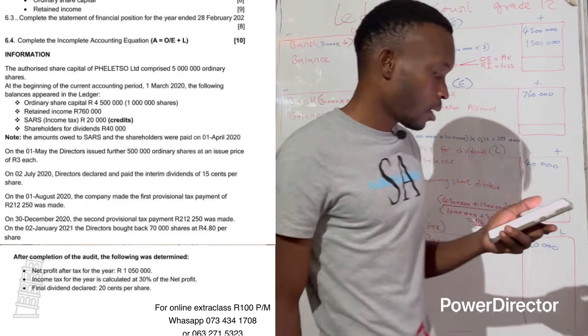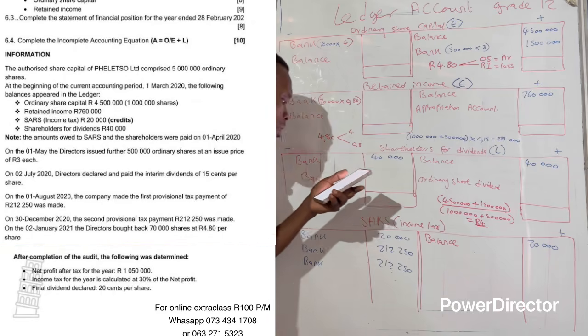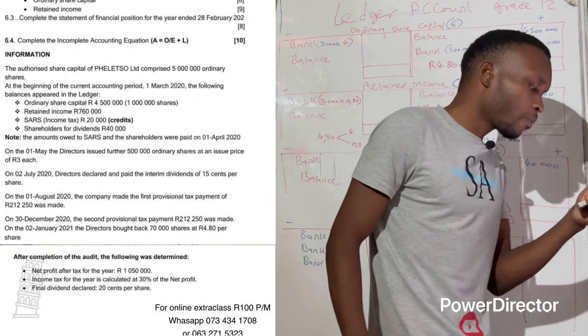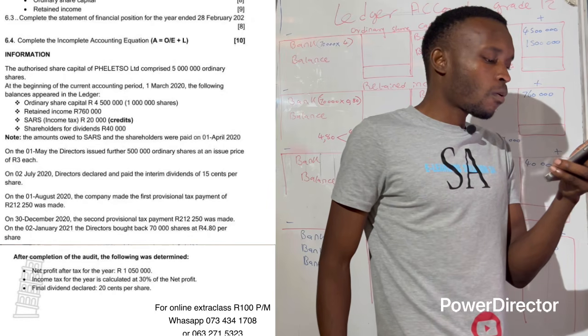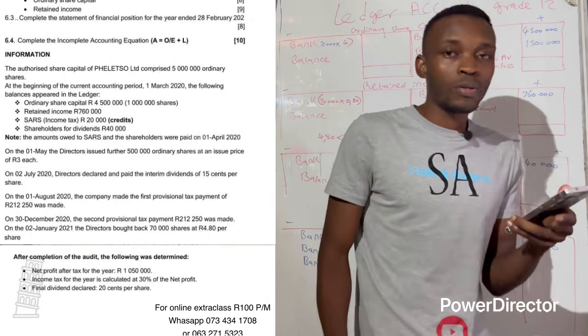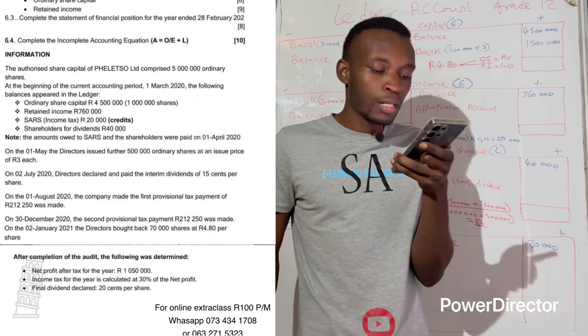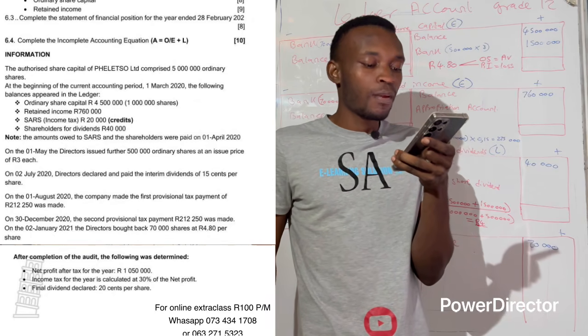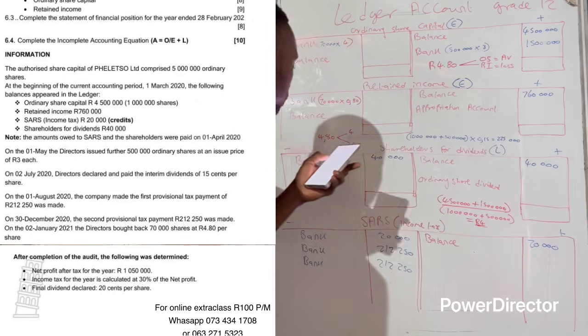After completing the audit, the following was determined. The net profit after tax for the year is 1,050,000 rand, and income tax for the year is calculated at 30% of the net profit, and final dividends declared is 20 cents per share. Okay.